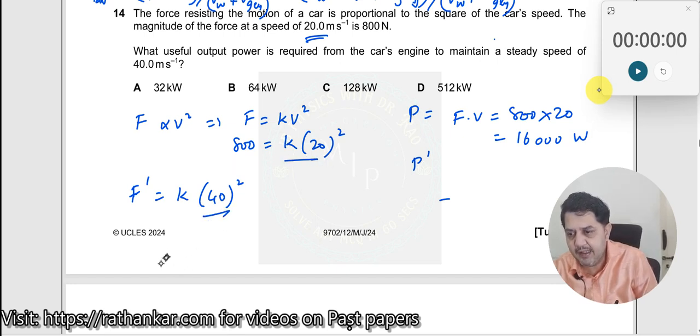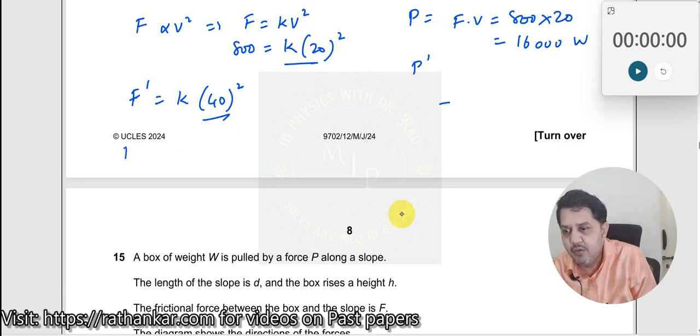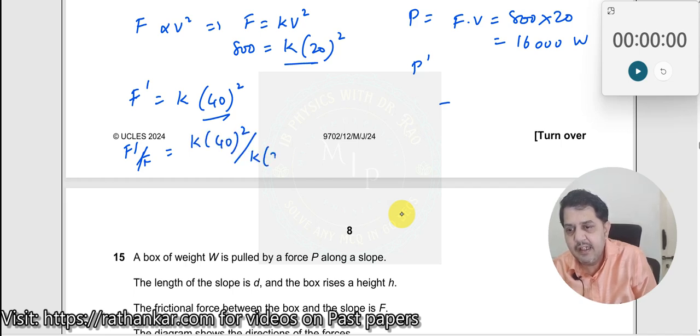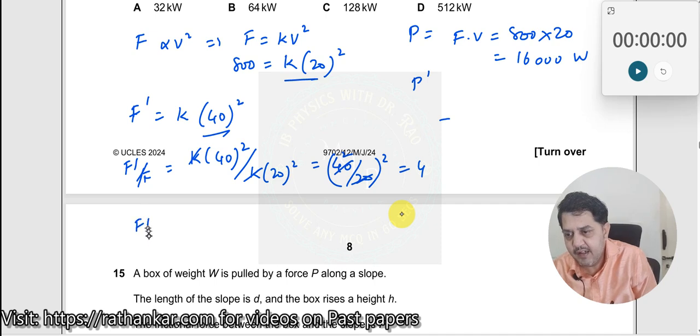Let me divide one by the other. I will do F dash by F. When I divide one by the other, what do I get? I get K into 40 square divided by K into 20 square. So, this K goes away and I get 40 divided by 20 the whole square. 2 ones are 2, 2 twos are 4, which means F dash is equal to 4 times F.